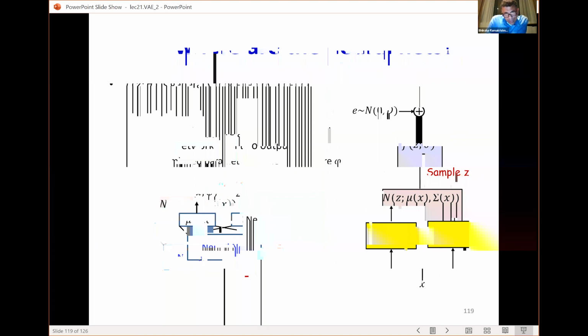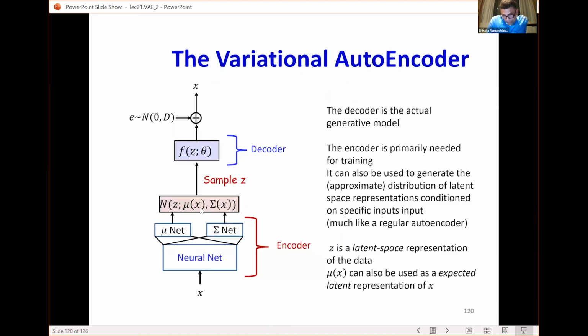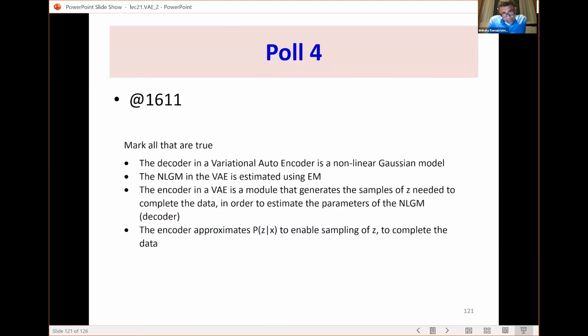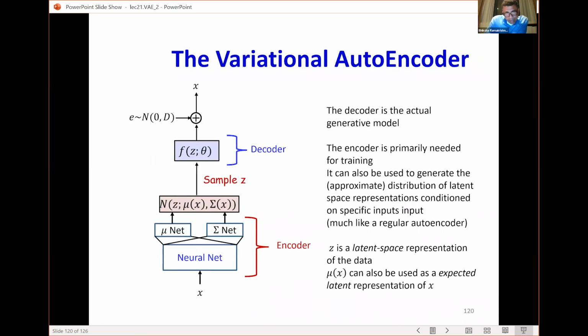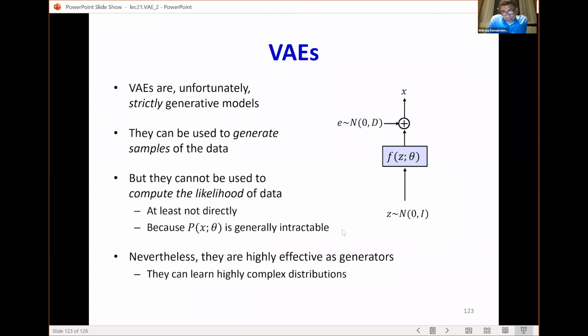So for example, if I gave you an x, you can think of mu of x as a latent representation of x. So you have this entire model which can both generate new samples and compute latent representations of x. Now, VAEs are unfortunately strictly generative models because you cannot actually write out the formula for P of x. You cannot compute the probability of any given observation. All it is really useful for is to generate new samples that look like your training data.